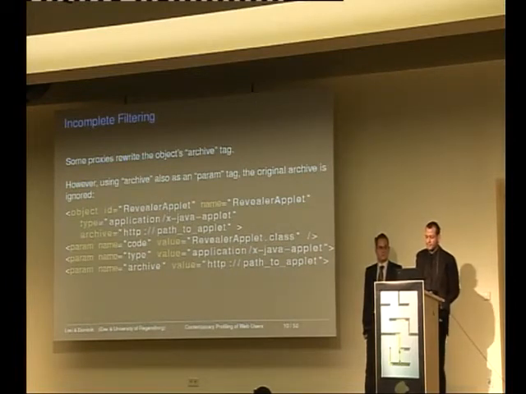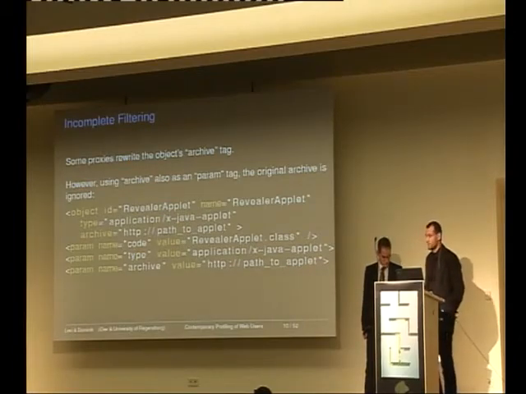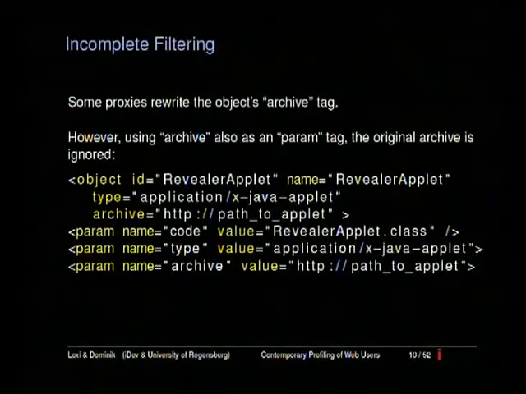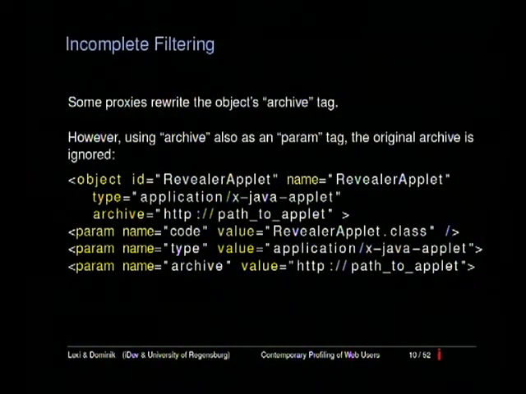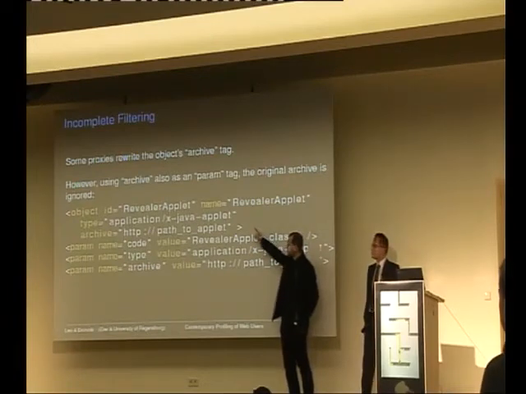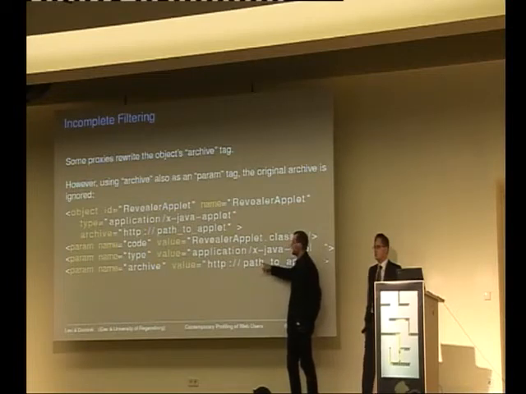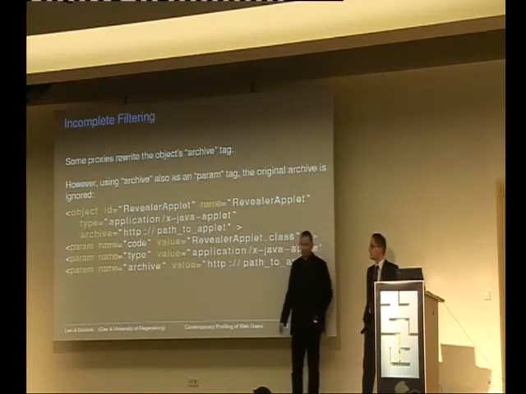finally, some proxies do filter Java applets or Flash applets, but they just filter here the original path up there. What the coders of those proxies did not know is that if you put the path a second time down here in the param tags, this one gets completely ignored. So while they filter that one, this one is actually getting used. So it makes no sense to filter that one.